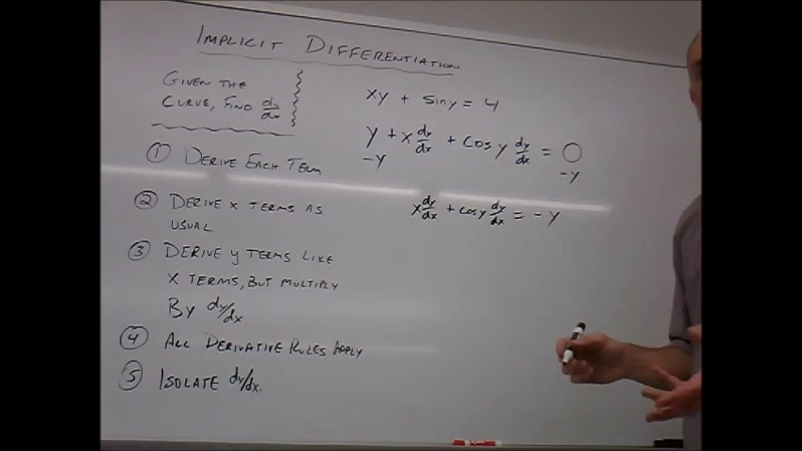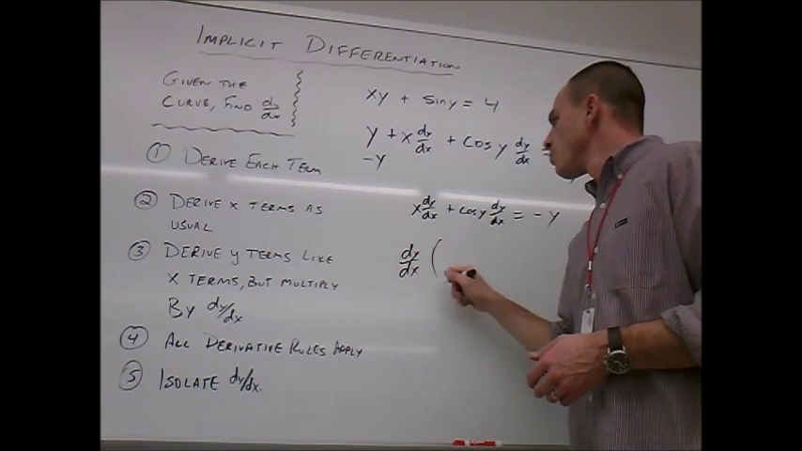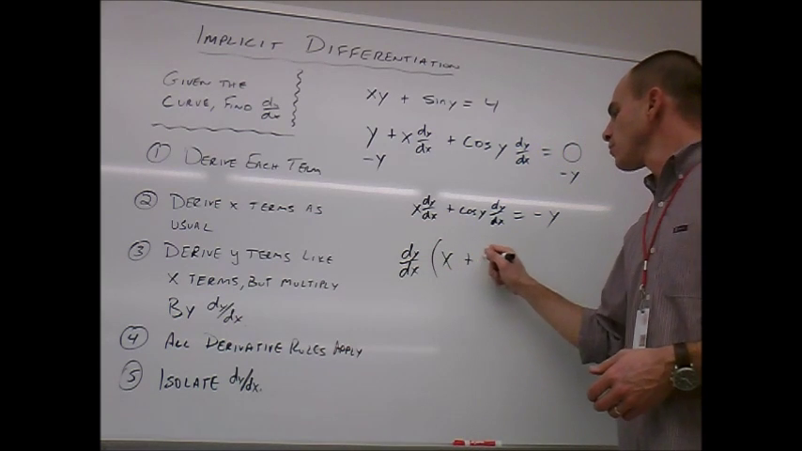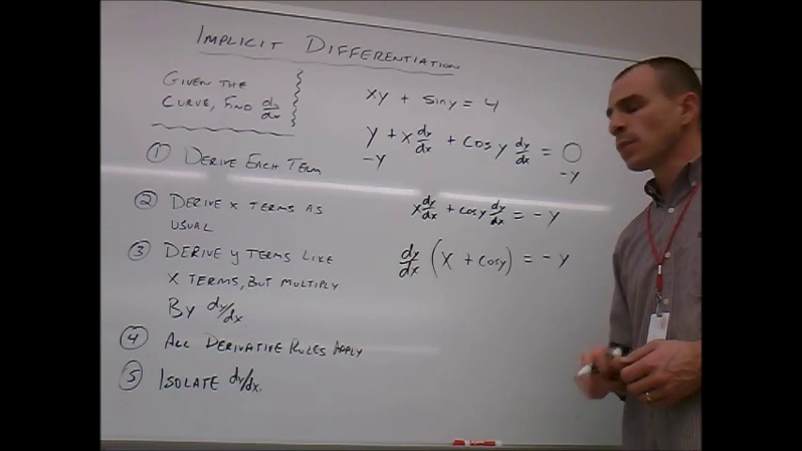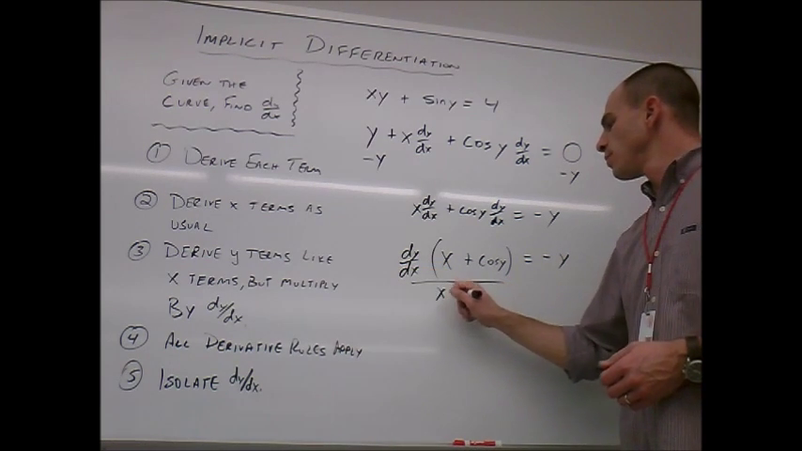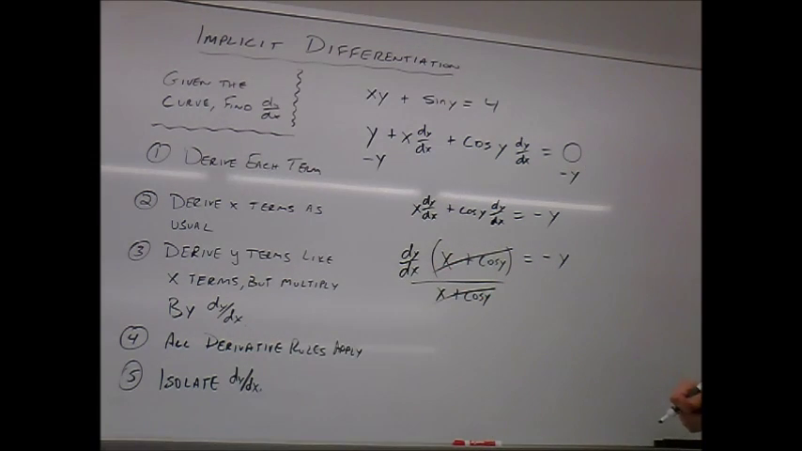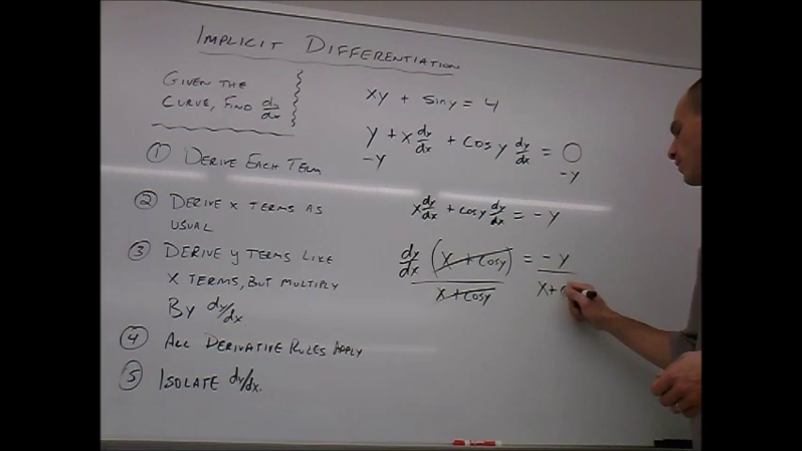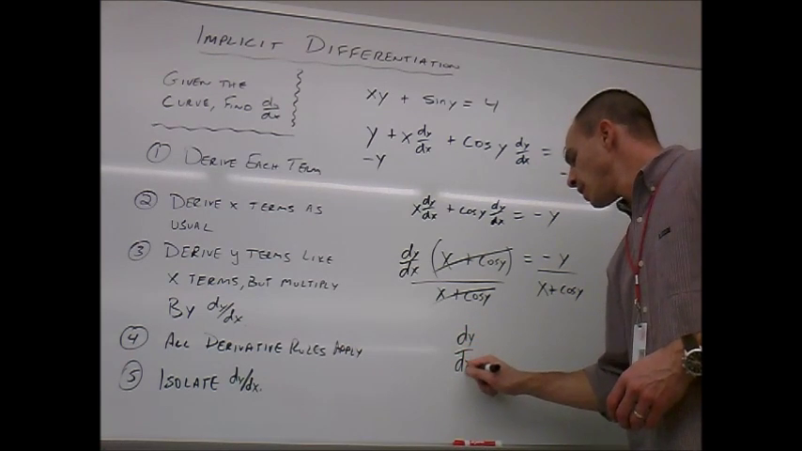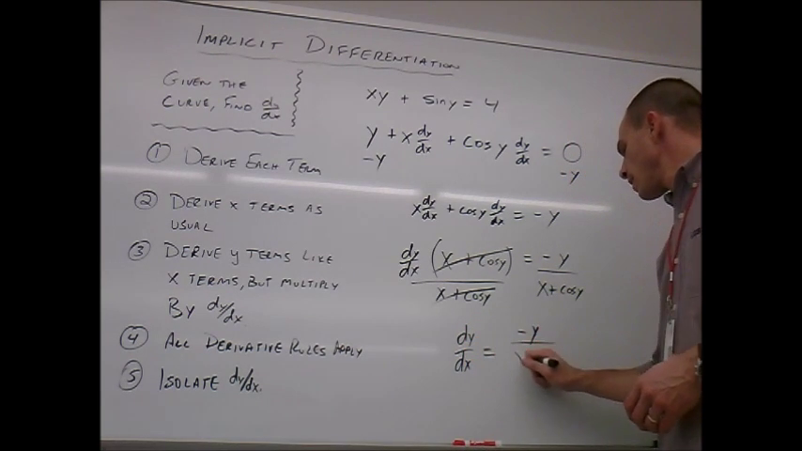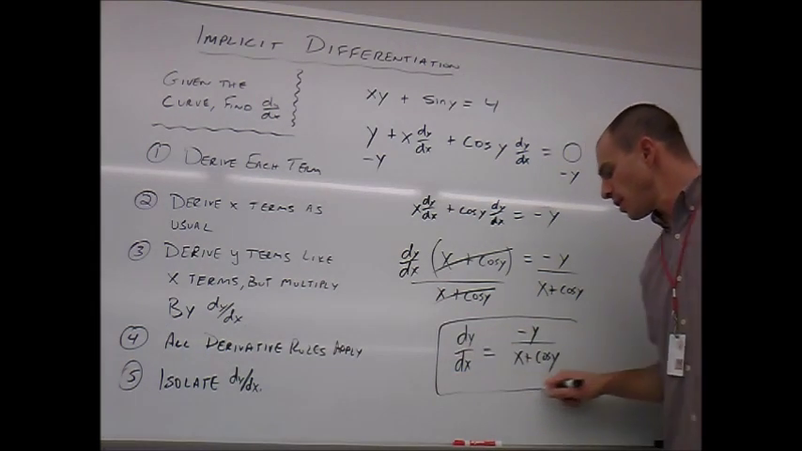Just like before, multiple dy/dx terms, so we factor the dy/dx out. We're left with x from the first term. We're left with cosine y from the second term. And that's still equal to the opposite of y. We want to get dy/dx by itself, so we'll divide by the other expression. So we're going to divide by x plus cosine y, do that to both sides, and we are done. dy/dx is left over on the left, and the opposite of y over x plus cosine y is left on the right. That is our derivative.